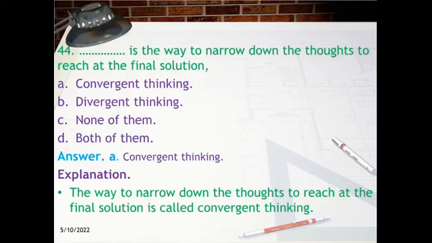44. Is the way to narrow down the thoughts to reach at the final solution. Convergent thinking, divergent thinking. None of them. Both of them. Answer A. Convergent thinking. Explanation. The way to narrow down the thoughts to reach at the final solution is called convergent thinking.